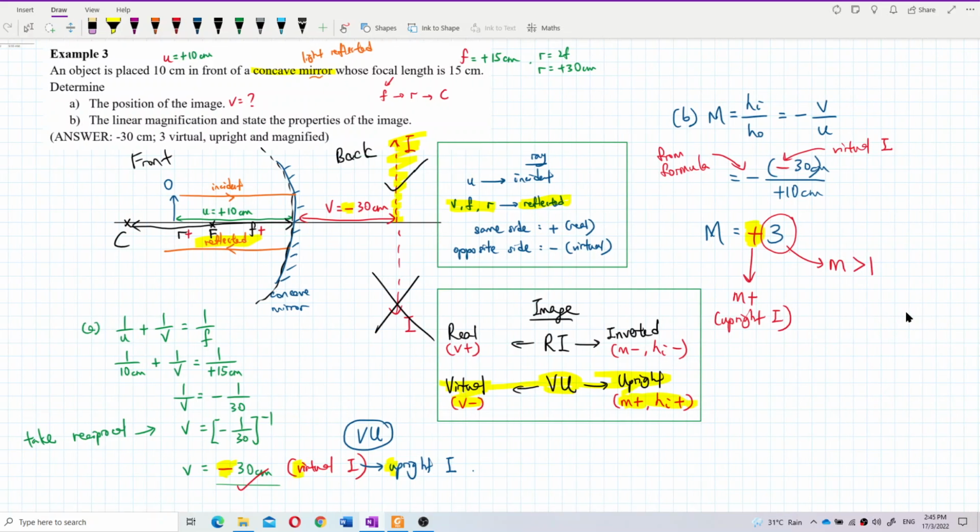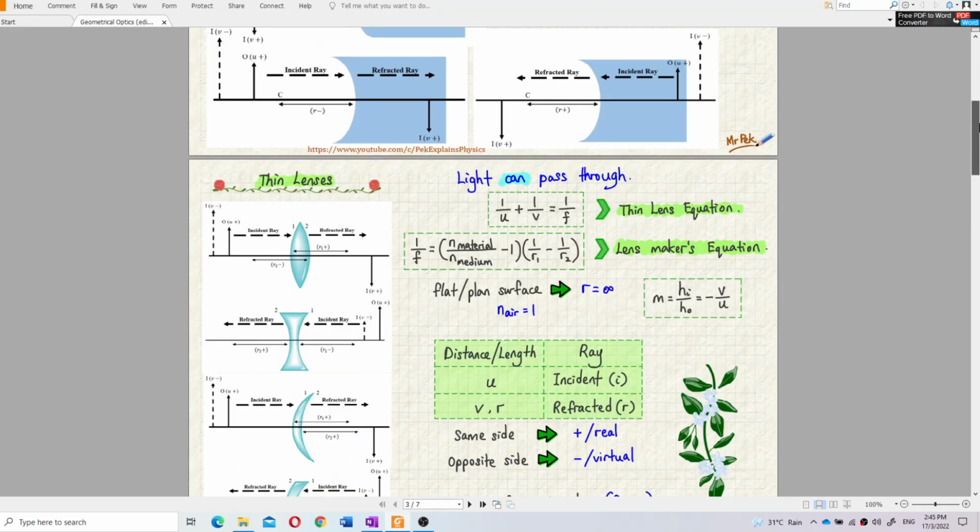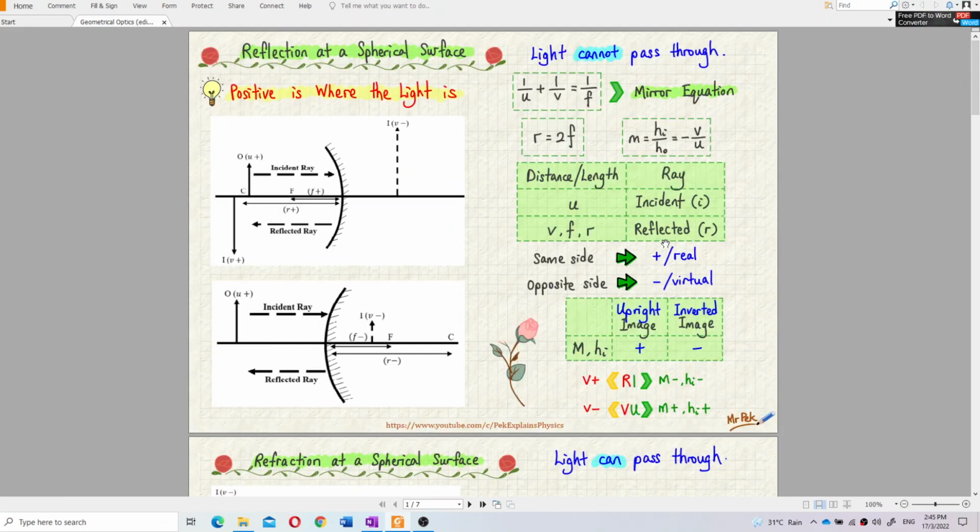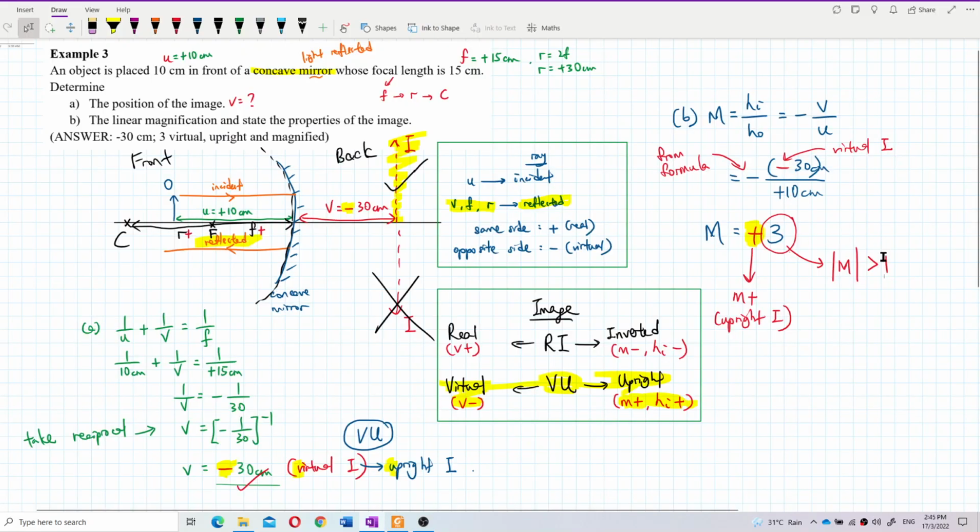Or we can say the modulus, the magnitude of M, is more than 1. So go back to my notes. If the magnitude of M is more than 1, then it is a magnified image. That means it's a bigger size image.